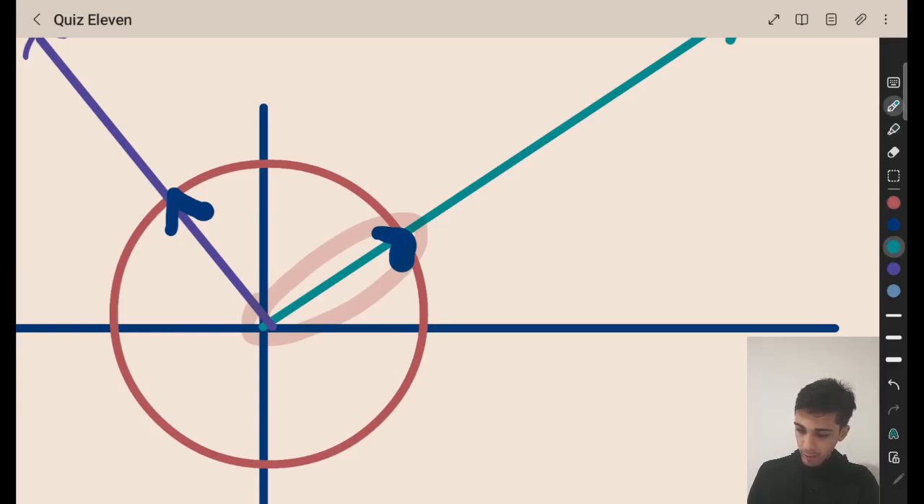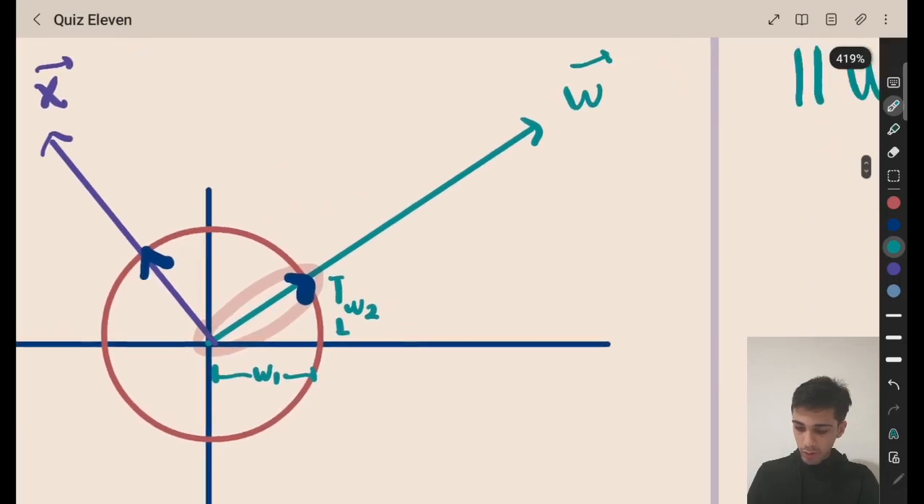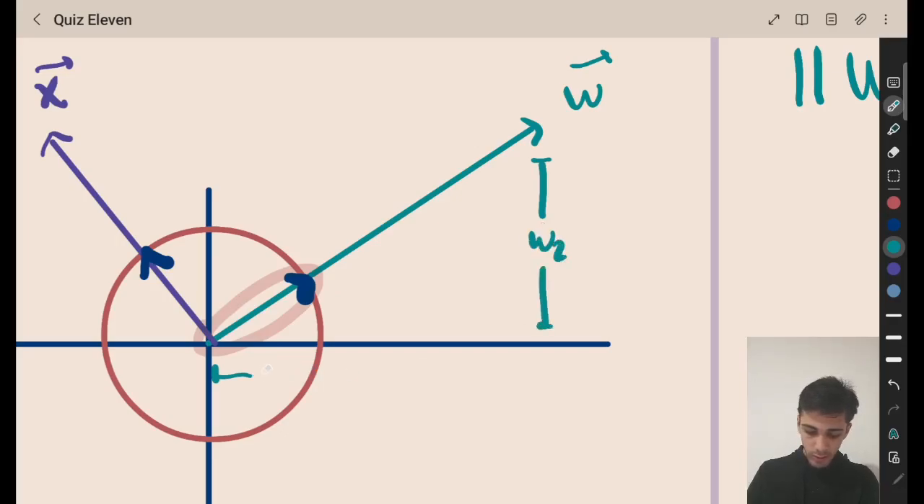So you have a displacement of W1 here and a displacement of W2 here. Well, not here. We're talking about the big vector. So a displacement of W2 here and the displacement of W1 here. So you get the length.